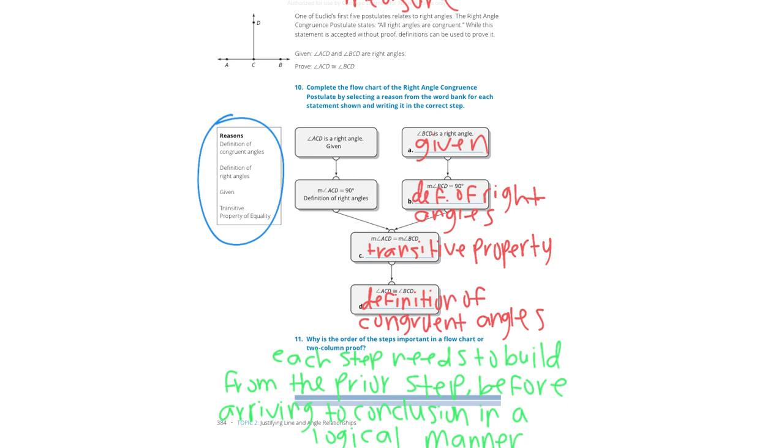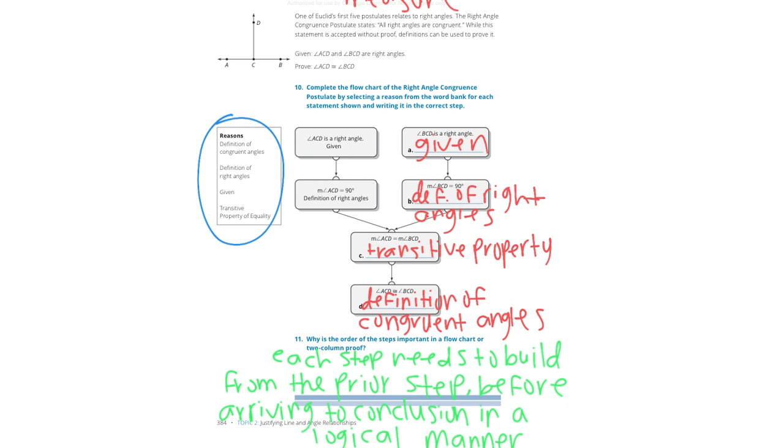So, let me go ahead and get my pointer. Angle ACD is a right angle. That's what's given to us, right, from right here. They also give us that BCD is also a right angle. So BCD is a right angle. That's another given from right here. Angle ACD is equal to 90 degrees. That's the definition of right angles, right? Similarly, angle BCD is equal to 90 degrees, again, by the definition of right angles. So you can go ahead and cross this one off.